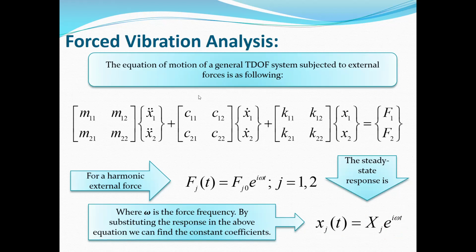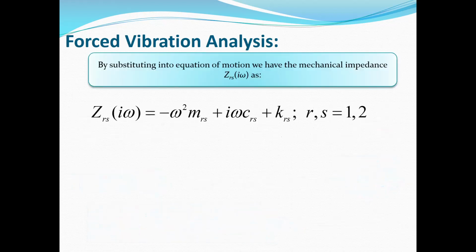For this purpose, in the SDOF system we only have one equation, but here we have a system of equations. So instead of one coefficient, we have a matrix of coefficients, and instead of the response, we have a vector of the responses. So we can consider another method to solve this equation, and we define a new parameter, which is Z, and it's the mechanical impedance of our system.